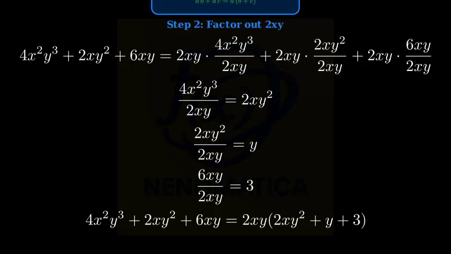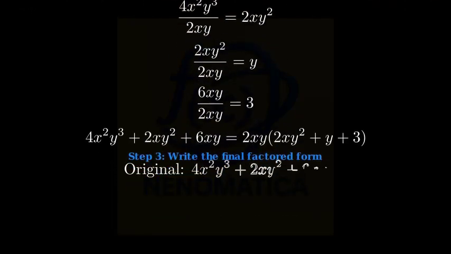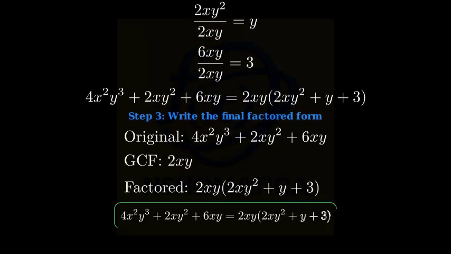Let's review what we've done. We started with the expression 4x squared y cubed plus 2xy squared plus 6xy. We identified that 2xy is the greatest common factor of all terms. Then we factored it out to get 2xy times the quantity 2xy squared plus y plus 3. So our final answer is 2xy times the quantity 2xy squared plus y plus 3.